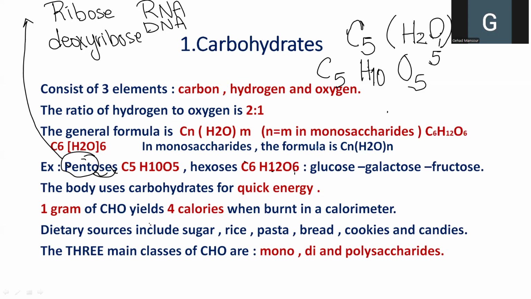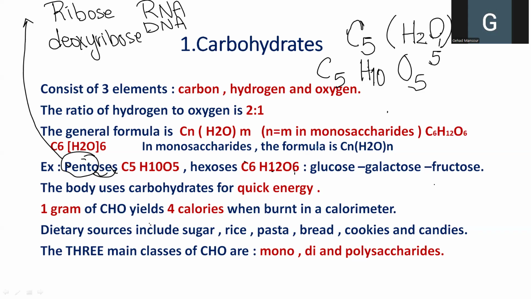A calorimeter is a device where you burn carbohydrates and see how much energy is produced. Of course, you all know the dietary sources of carbohydrates, like sugar, rice, pasta, bread, candies, cookies. All these products contain a lot of carbohydrates. They give you a lot of energy, and the surplus of them is stored in the body as fat.